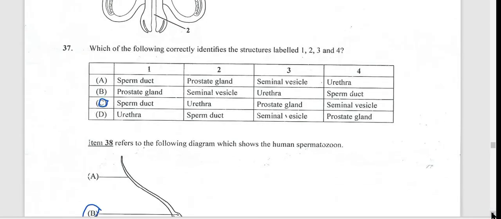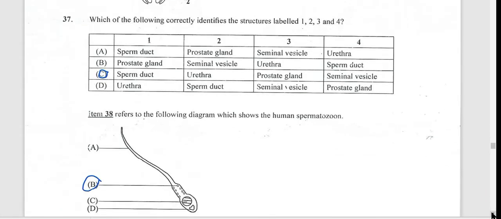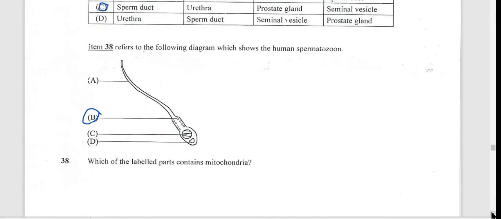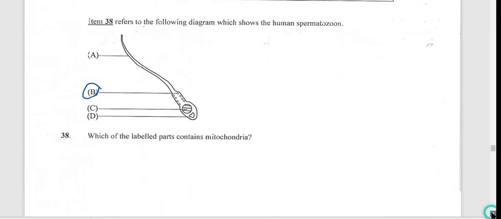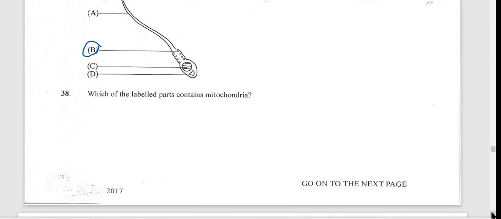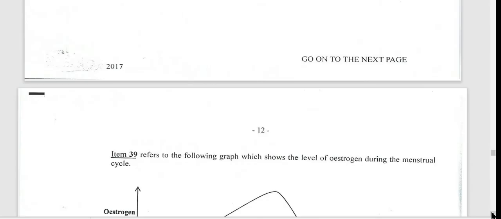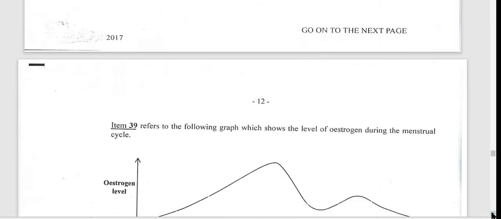Moving on to 38. Which of the following refers to the following diagram, which show the human spermatozoa? Which labeled part contains the mitochondria? That, of course, is going to be B. So B contains the mitochondria there. You have the acrosome at D and the nucleus at C. We're moving on to 39.